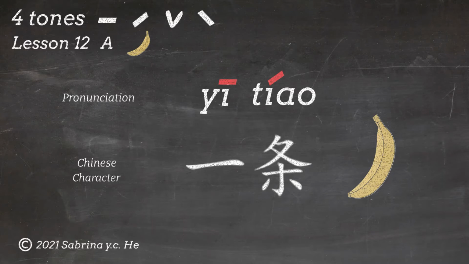一条. 一条. 一条. Now a little bit faster. 一条. 一条. 一条.